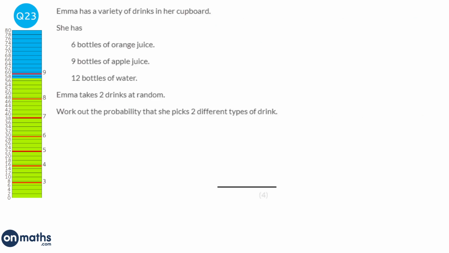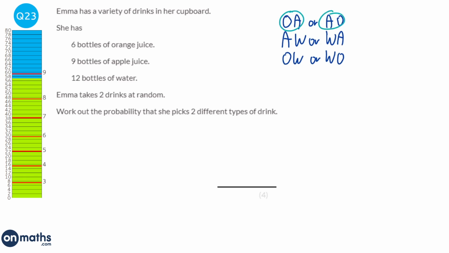We're going to start by working out what outcomes will give us two different types of drink. So we could have OA or AO. We could have AW or WA. And we could have OW or WO. Now what we notice really when we do this is that OA gives us the same probability as AO. Same with AW and WA, same with OW and WO. So we're going to just ignore the right hand side ones, and we're just going to focus on the left hand side ones.